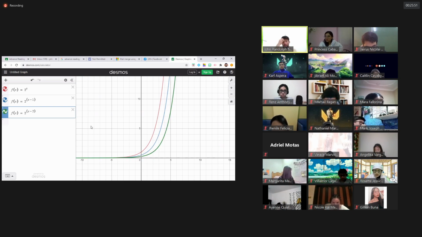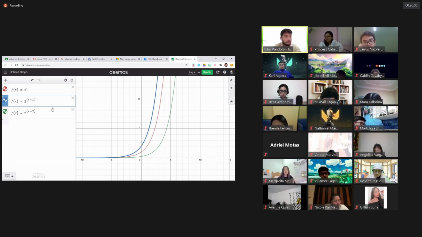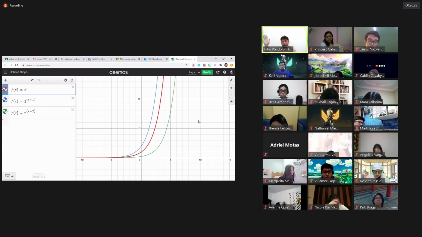Now, how about if we change it? Let's try the blue one: instead of minus 1, let's make it plus 1. Look at that. Earlier, the blue was in between the green and the red, right? Now the blue graph is located to the left of your red graph, meaning it now shifted to the left side. So if it's minus 1, it shifted to the right. When it's plus 1, it shifted to the left, based on your other graph. Of course, you need something to base it on.